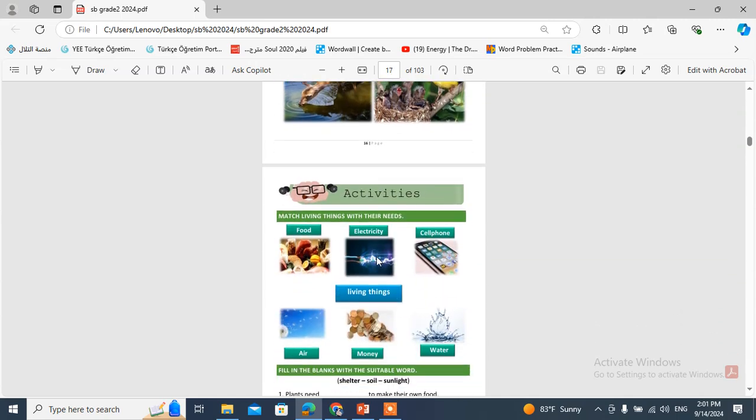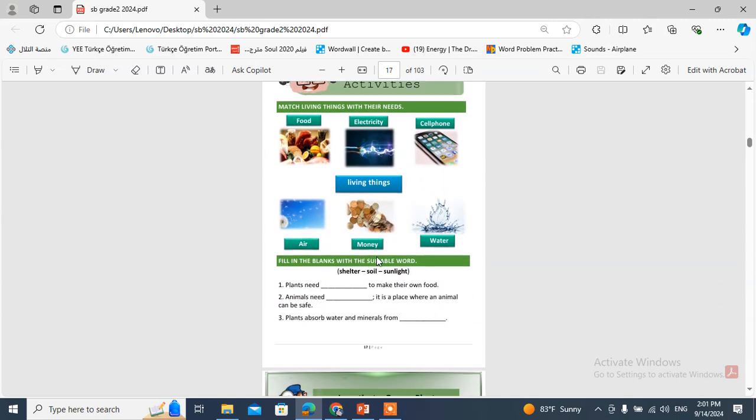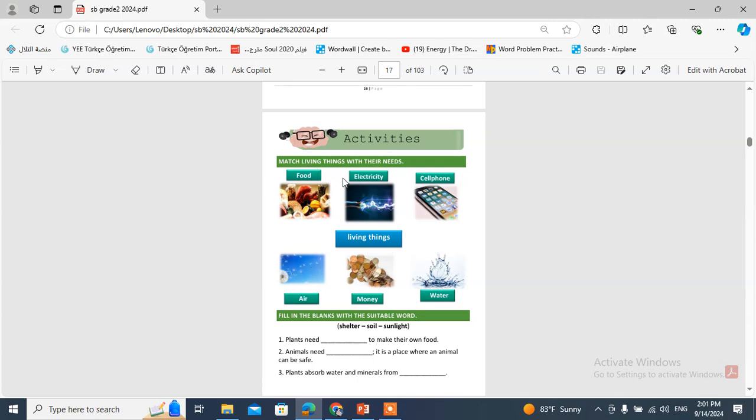Now, to the activities. Match living things with their needs. Living things need food, air, and water. They don't need electricity and cell phones and money in order to grow and survive. The basic needs of living things are food, air, and water.